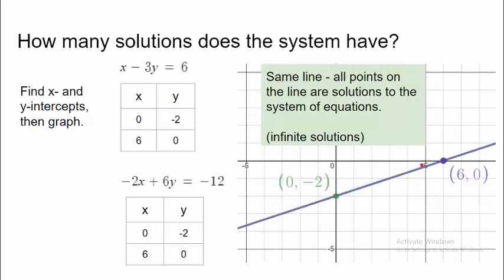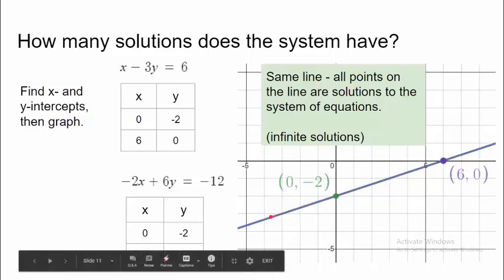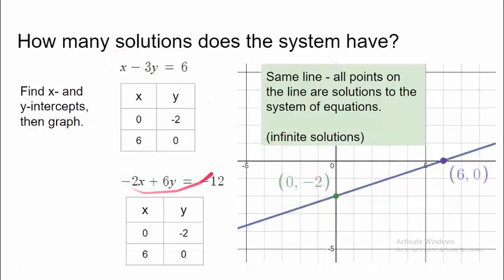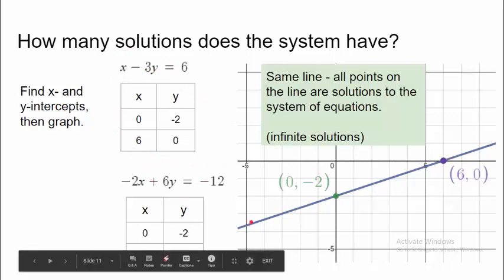They're overlapping lines. So every single point on this line is a solution to this top equation, and it's a solution to this bottom equation. So actually infinitely many solutions all along this line. Now, that doesn't mean that everything is a solution, so be careful about that.